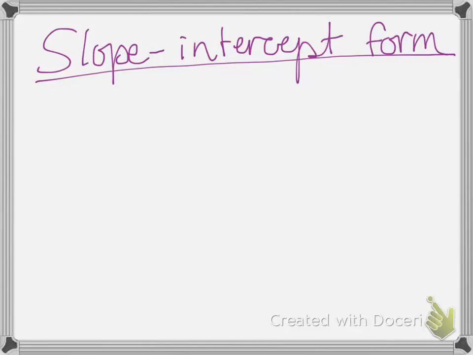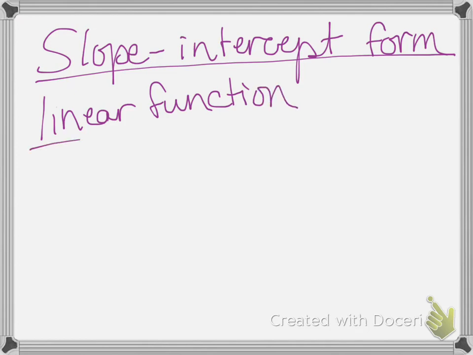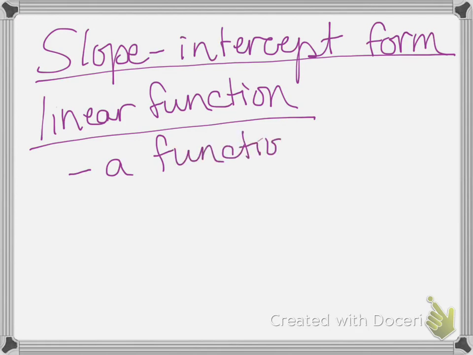Okay, we're on page M7-17, and today we're going to talk about linear functions in slope-intercept form. A linear function, which just means a line, is a function that creates a straight line.